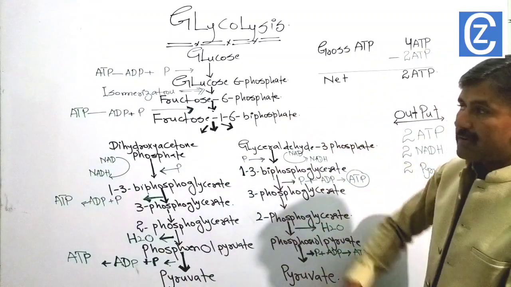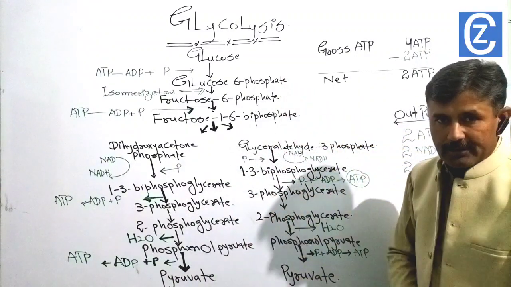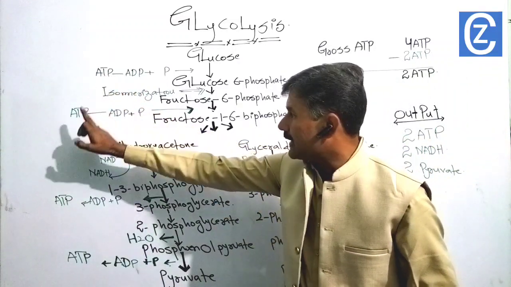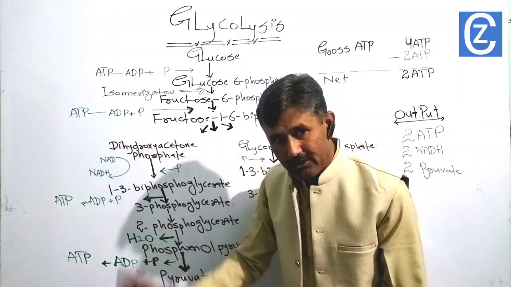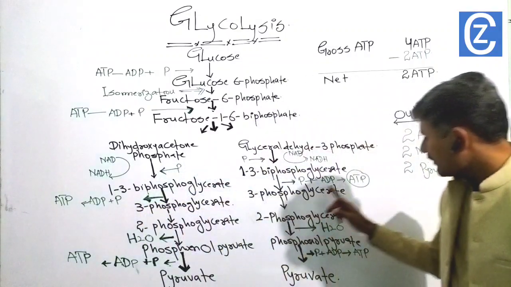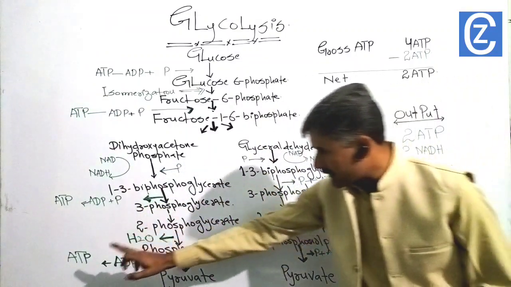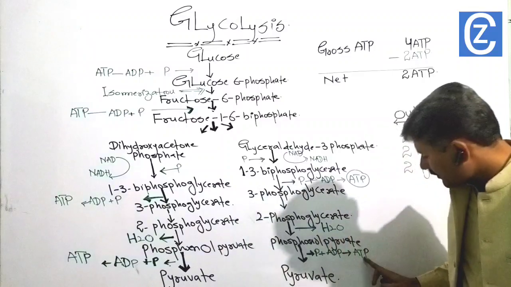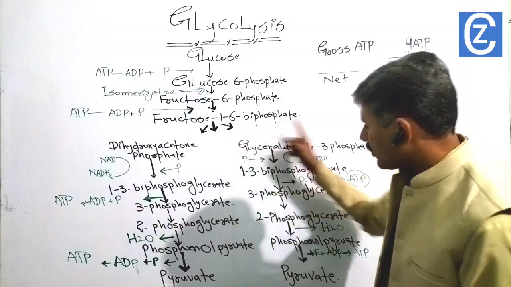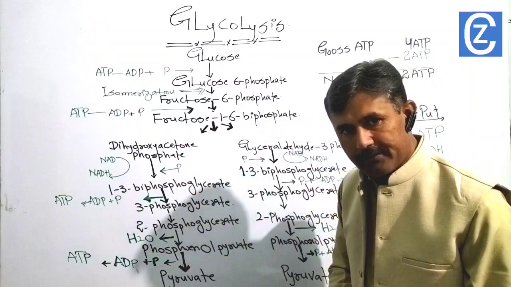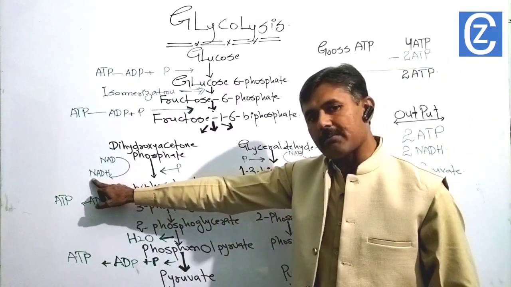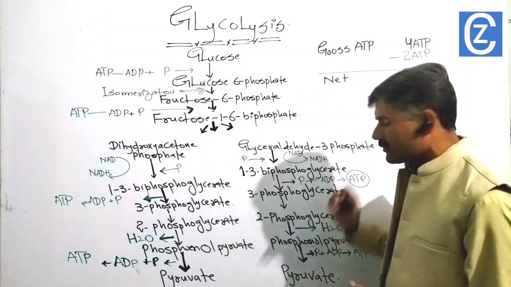At different steps, we have consumed energy and we have produced energy. As far as consumption is concerned, we have consumed one molecule of ATP here and another molecule of ATP here. As far as production of ATP is concerned, we have produced one molecule of ATP at this step, and one here, and one here, and one here. That means we are producing a total of 4 molecules of ATP during glycolysis as gross ATP output. And 2 molecules of NADH. This is one molecule of NADH, and this is another molecule of NADH.